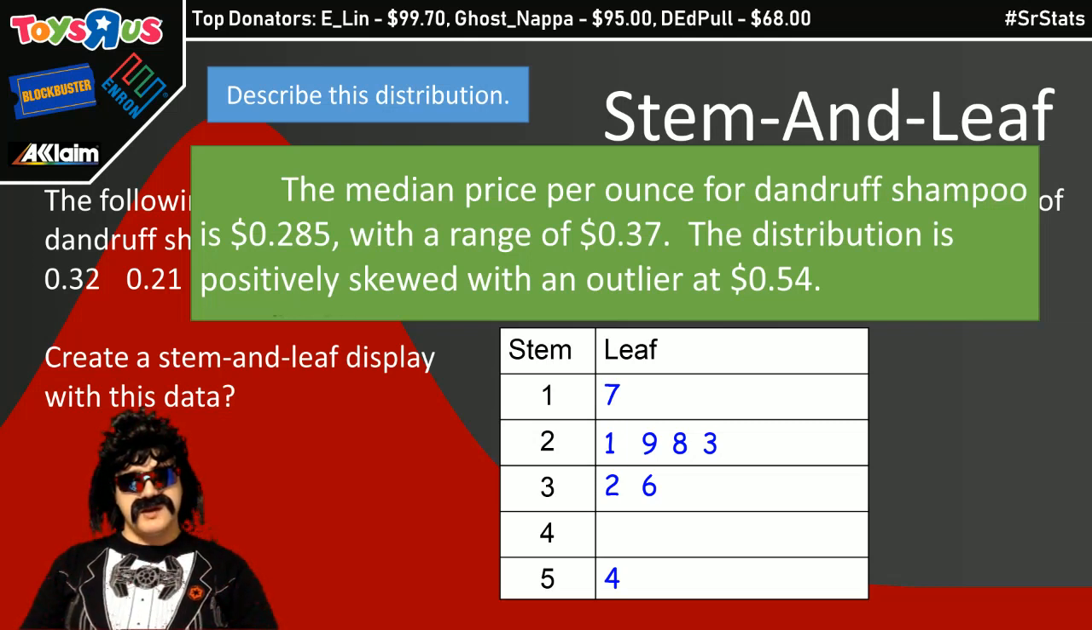Now the problem with this is that we have an even number of values. If the numbers in the middle are not the same, we have to take those values and average them. The values in the middle are 0.29 and 0.28, so we average that to 0.285. Again, if you have an even number, your median is going to be in the middle of those.